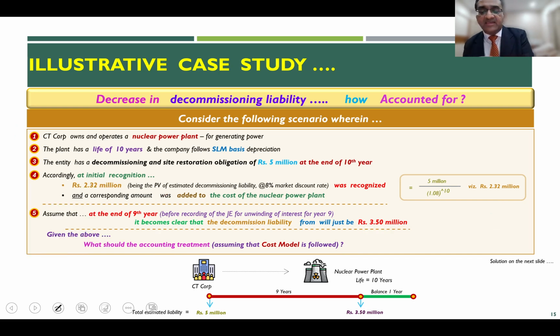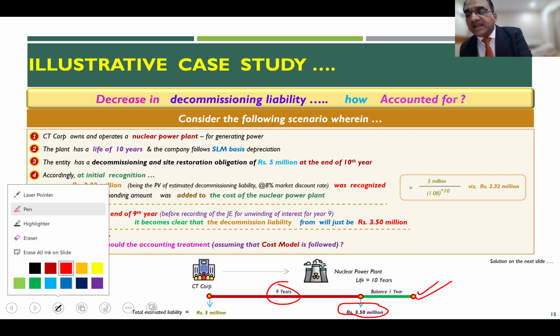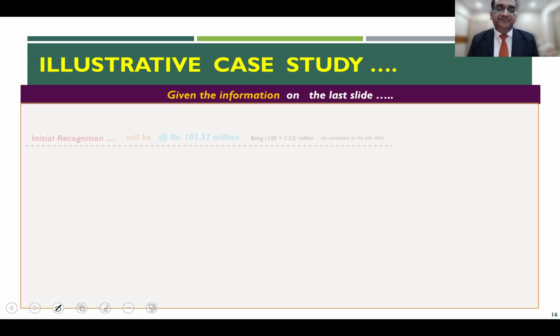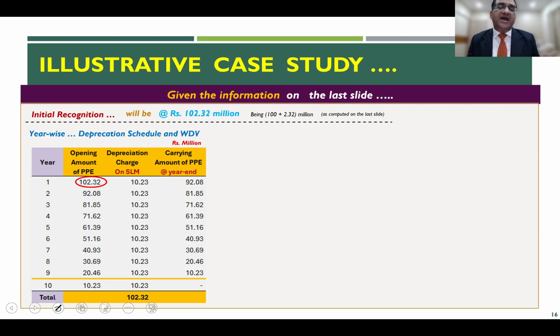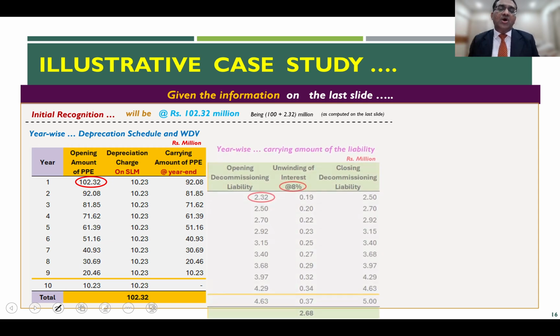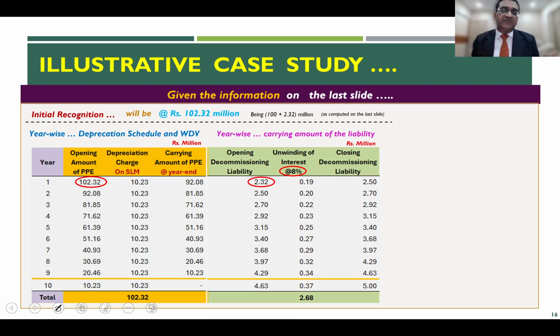Now, in this case, as I summarized, at the end of the 9th year, 3.5 million is the estimated liability at the end of the 10th year. So how do you deal with it? Let us see this on the next slide. Of course, the initial decommissioning liability continues to be at 102.32. Same schedule on PP&E, same schedule on unwinding, which we saw on the previous case study as well.